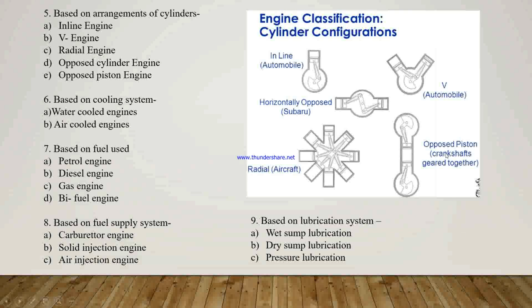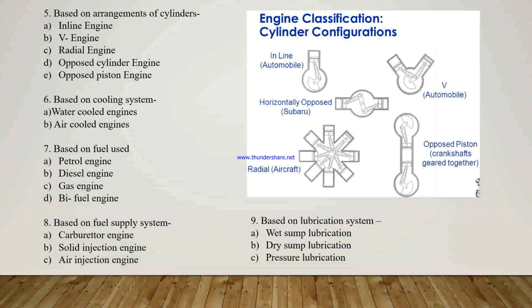In the opposed piston engine, we see here that a single cylinder houses two pistons, each of which drives a separate crankshaft, as shown in the figure. It is also a well balanced engine. The advantage of such an engine is that it requires no cylinder head. Okay, this is based on the arrangement of cylinders. Next is based on the cooling system, that is water cooled and air cooled.